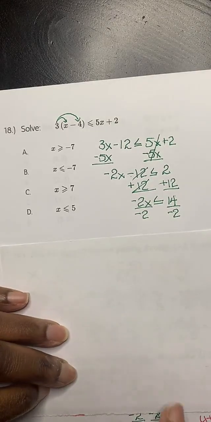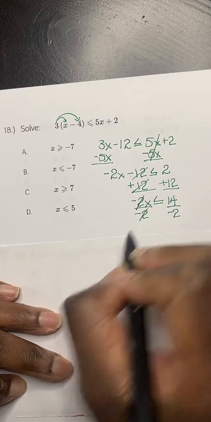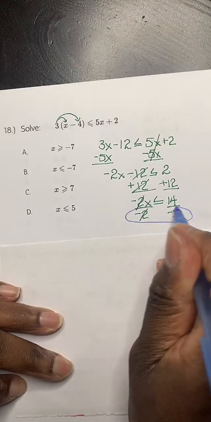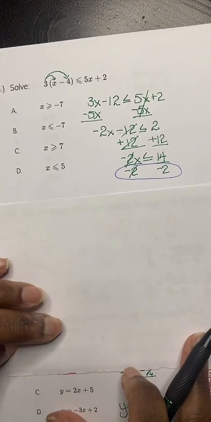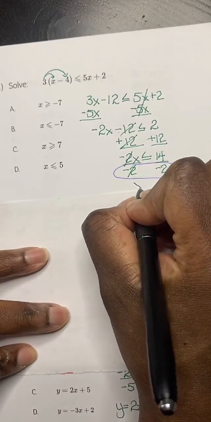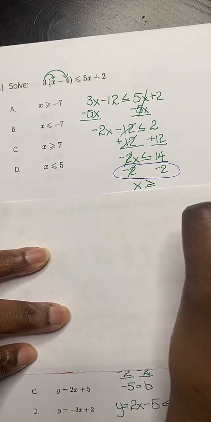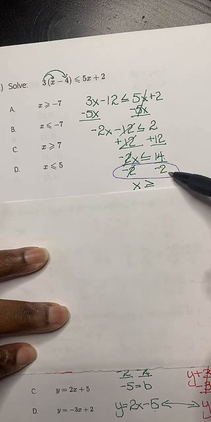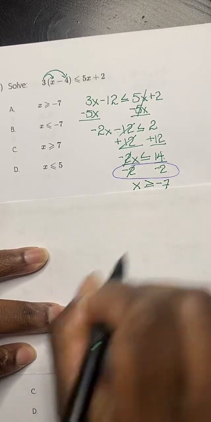Now, this is why I say that when you divide or multiply by a negative number, your inequality has to change direction. The reason why you're doing all this is you're trying to find something that's going to give you a true statement. And I'm going to show you in a moment. So if we have 14 divided by negative 2, that's going to give me a negative 7.